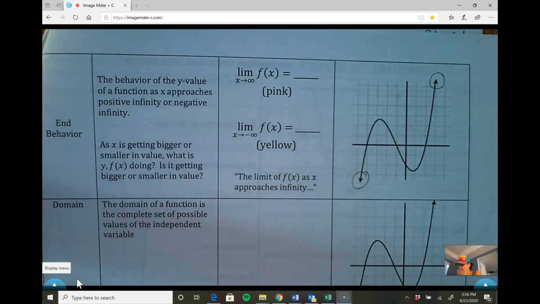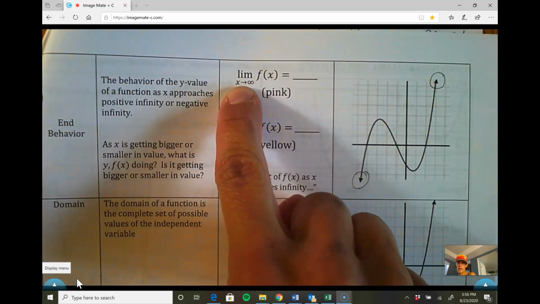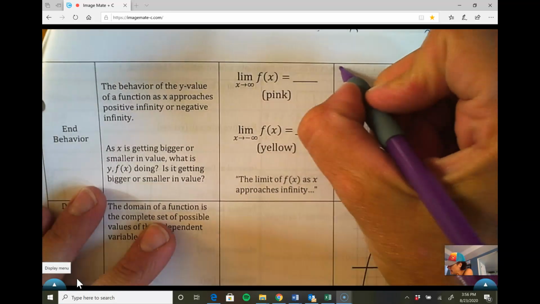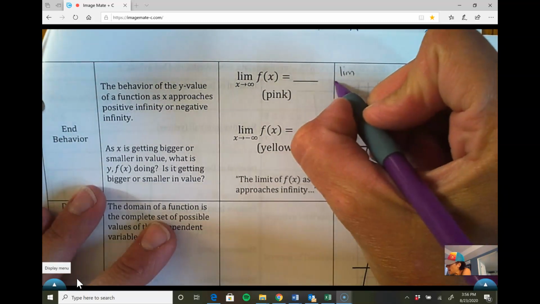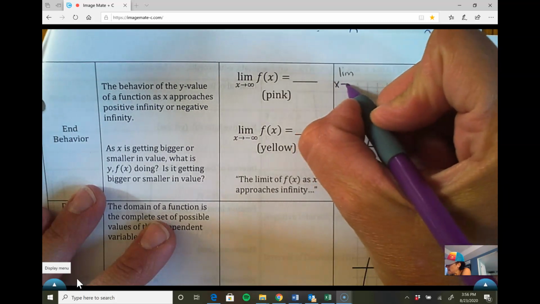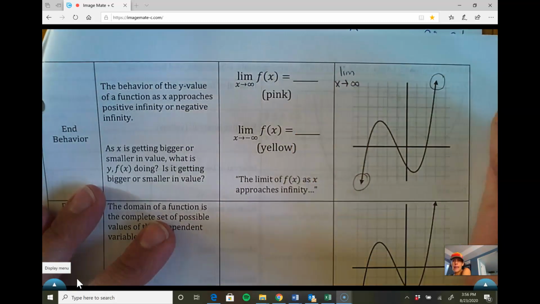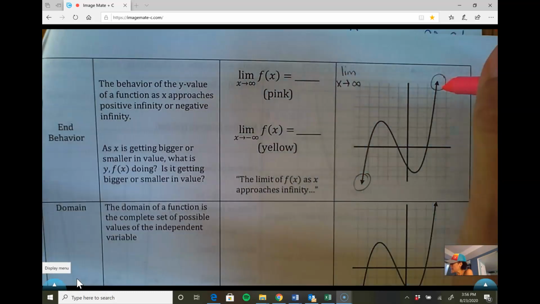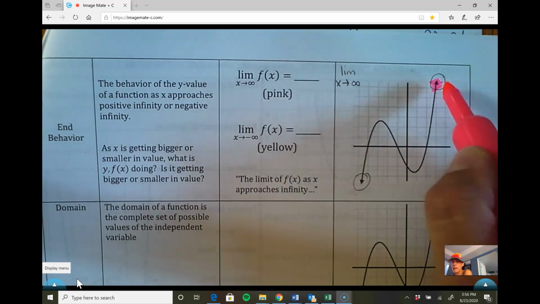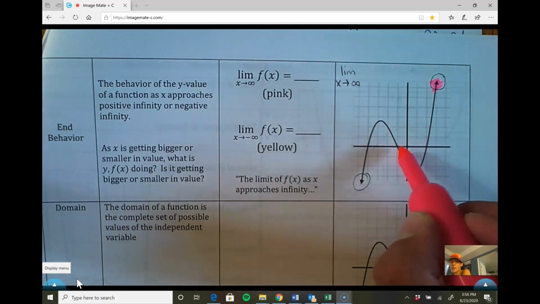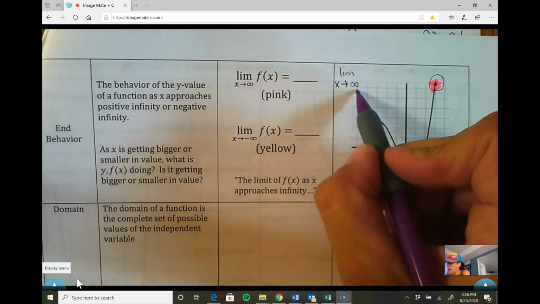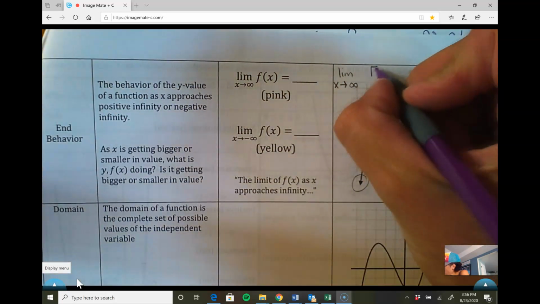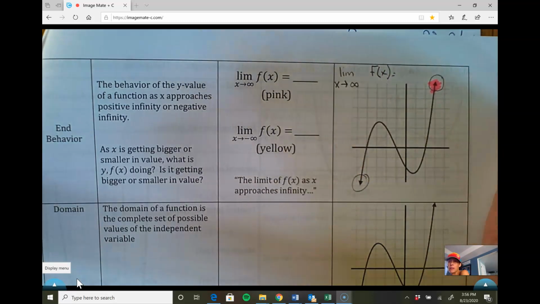So unfortunately, we are going to have to write this out. You would say LIM, and this is a thing for next year, this LIM, but what we're focusing on is, as x gets bigger and bigger and bigger, as x approaches infinity, which is this side, because over here, when this arrow is going to the right, that's when x is getting bigger and bigger and bigger. So we're saying as x gets bigger and bigger, what is f of x? What is the y doing? Is it getting bigger or is it getting smaller?